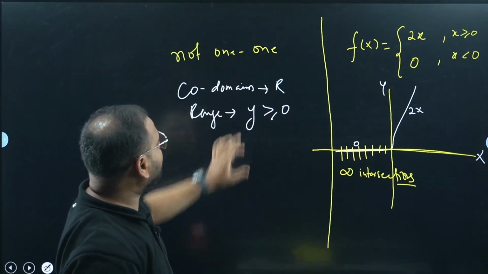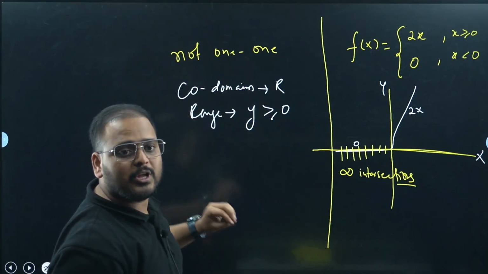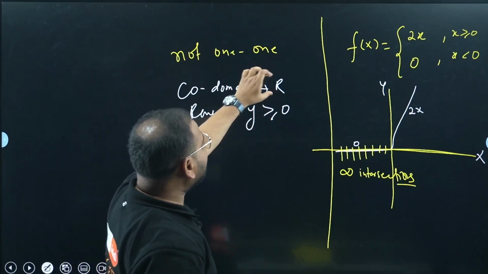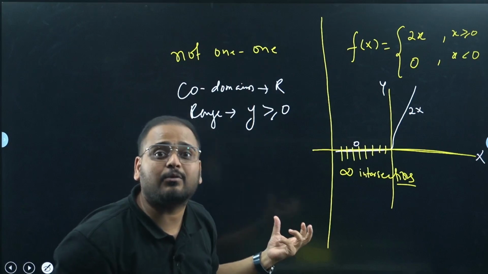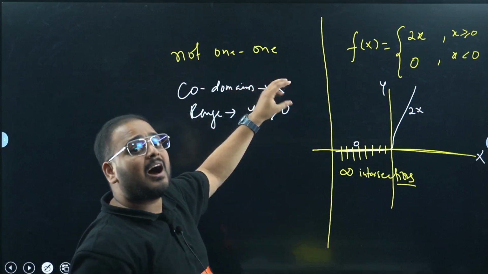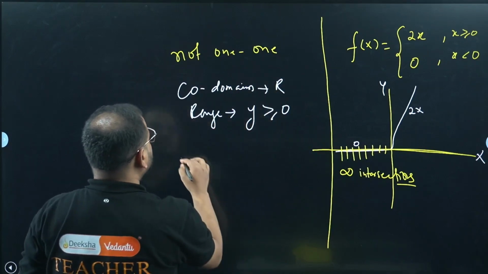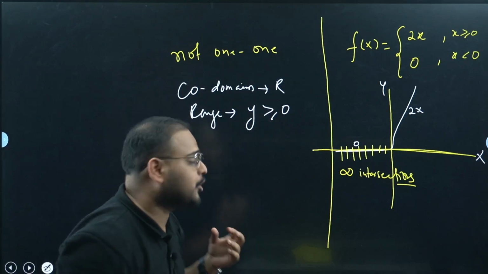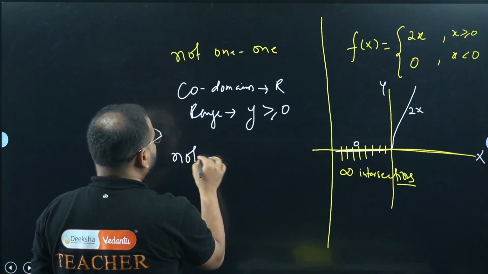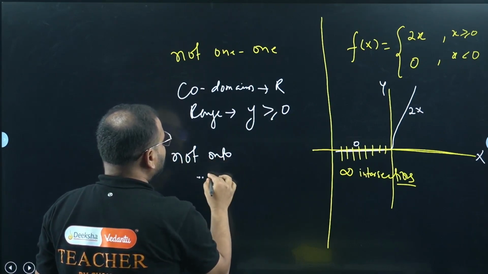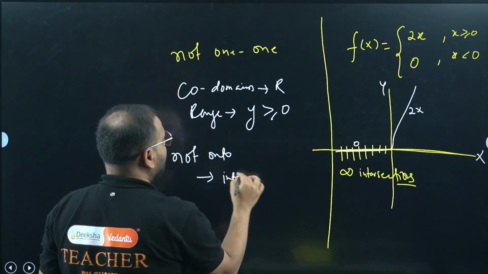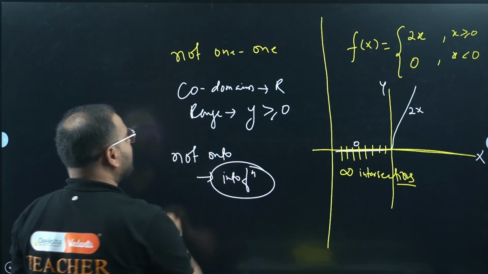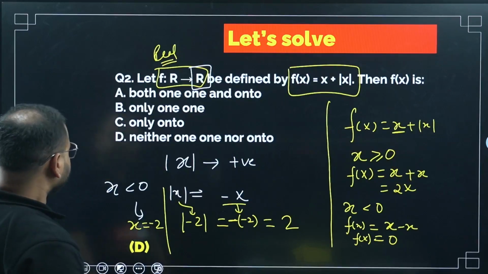Are range and codomain equal? No, sir. The negative values in the codomain are left out. It means not onto. Basically, into function. What is it, sir? Into function. Let's check the options.